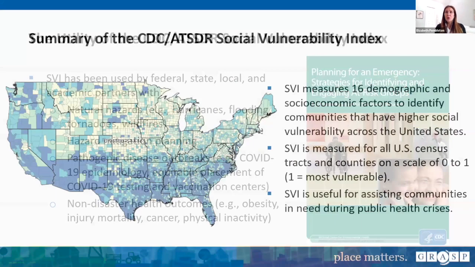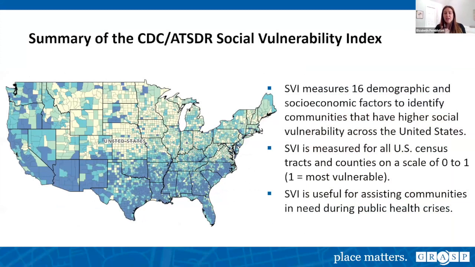So just to do a quick recap, the SVI combines 16 demographic and socioeconomic variables from the Census Bureau to identify communities experiencing more social vulnerability across the United States.